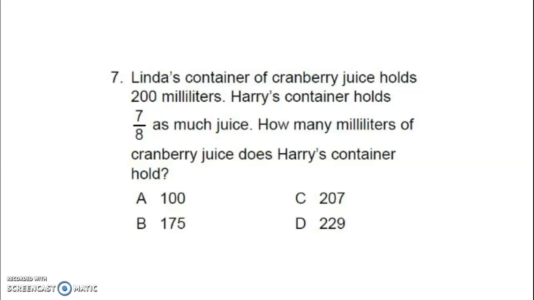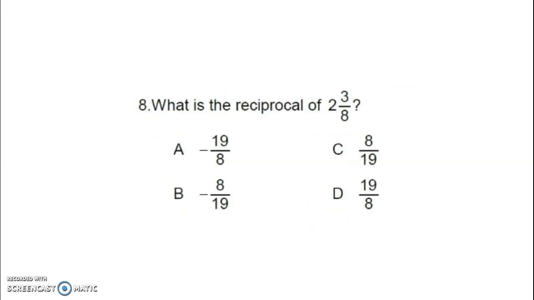Number 8. What is the reciprocal of 2 and 3/8? A. Negative 19/8. B. Negative 8/19. C. 8/19. D. 19/8.